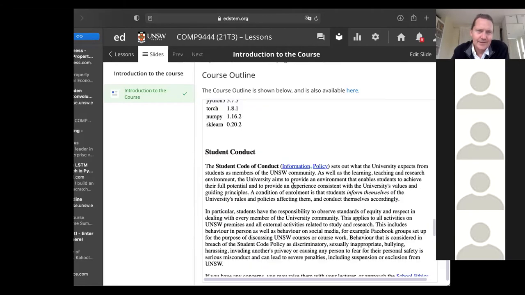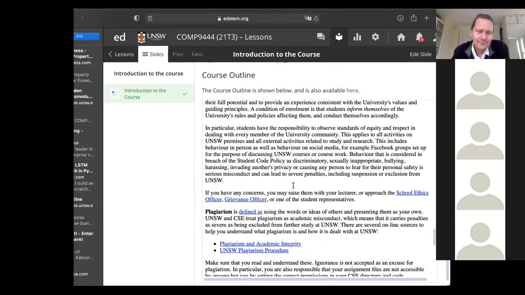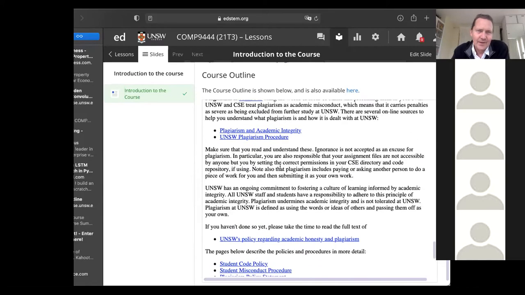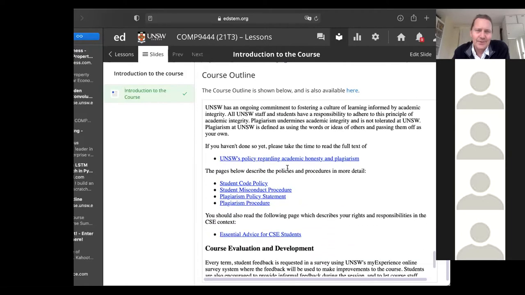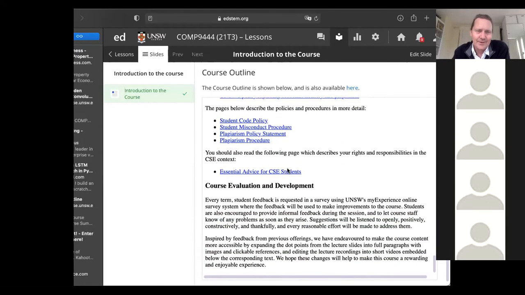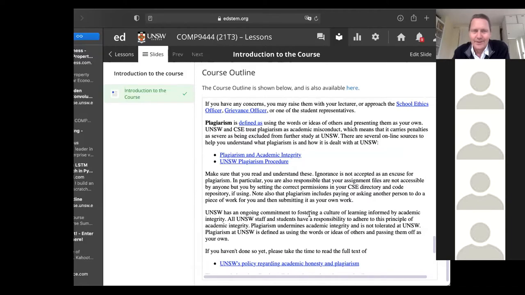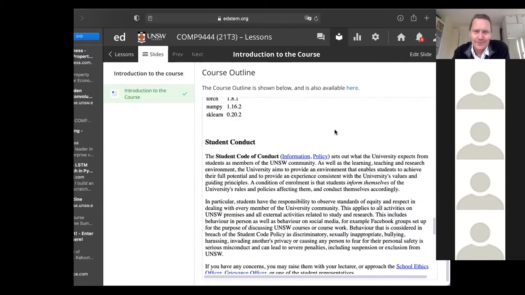Good, and yeah, just a reminder about plagiarism. So we check all the submissions for plagiarism, so please make sure the work is entirely your own and don't copy anyone else's code or send anyone a copy of your code.